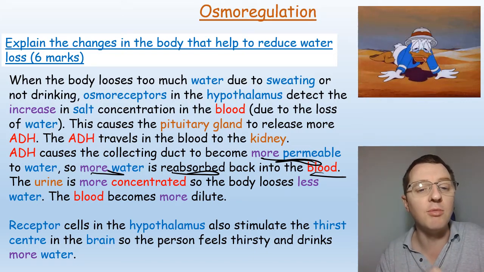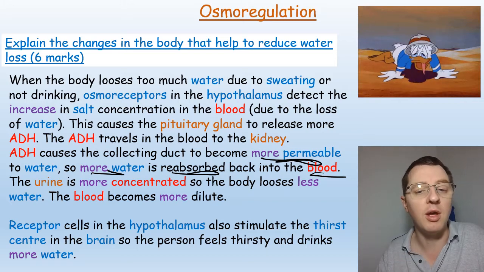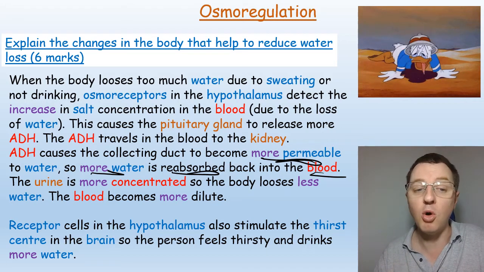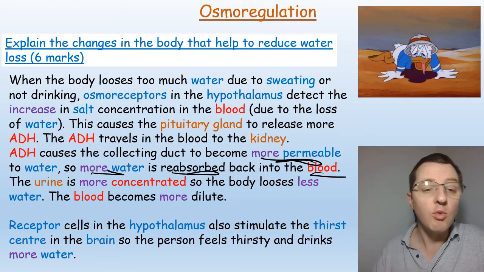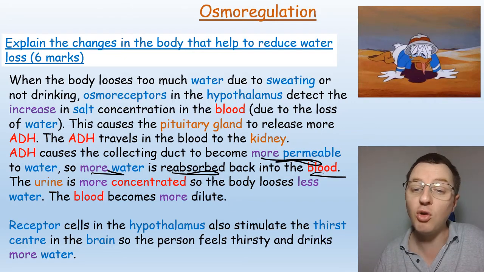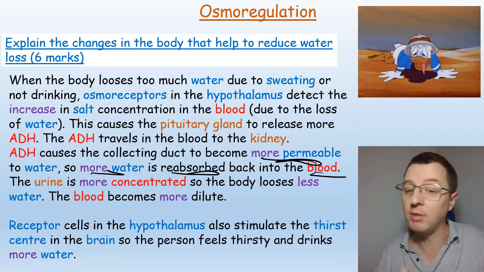The urine is more concentrated, so the body loses less water and the blood will become more dilute. Receptor cells in the hypothalamus will also stimulate thirst centers in the brain, so the person will feel thirsty and drink more water.